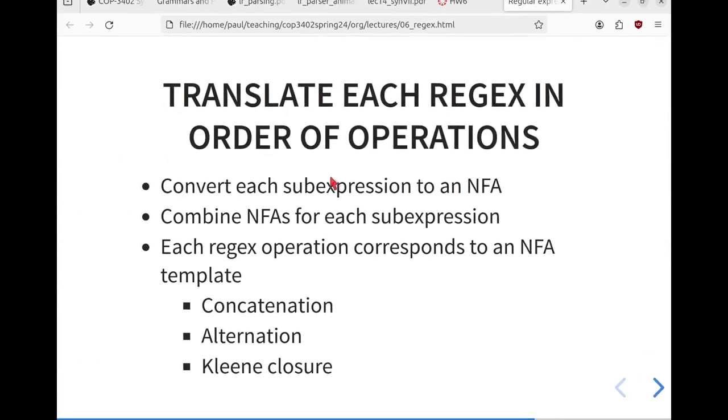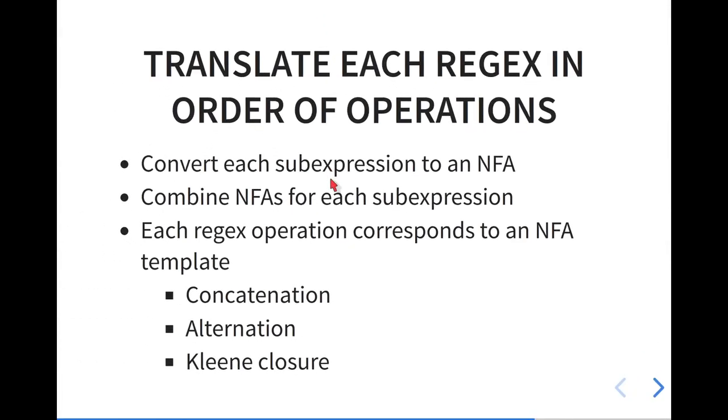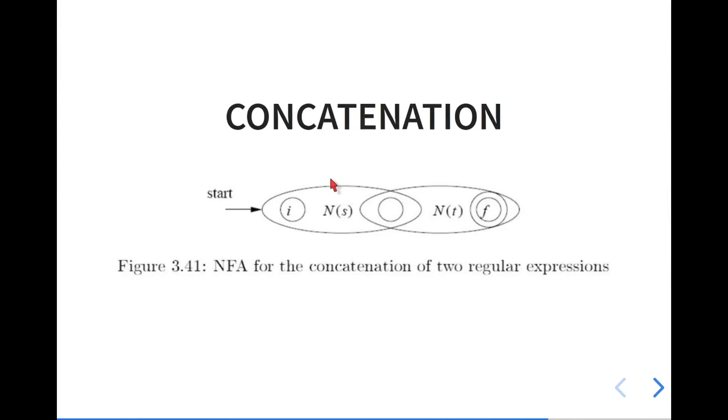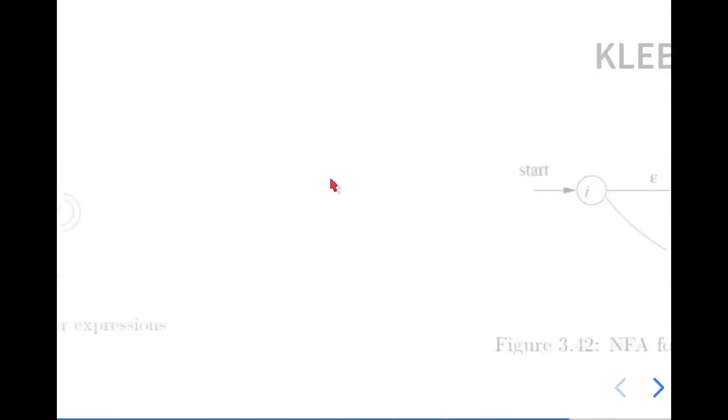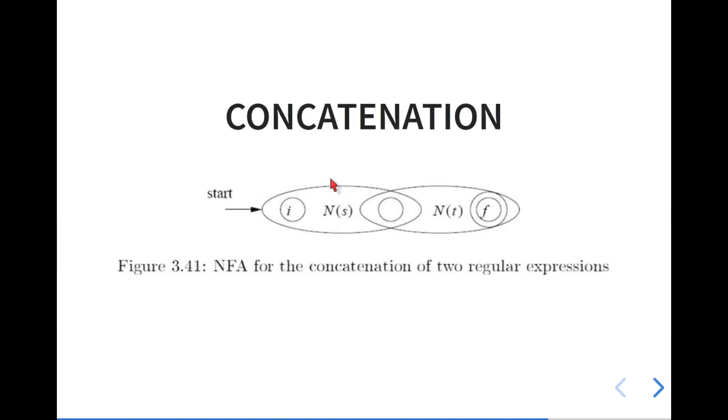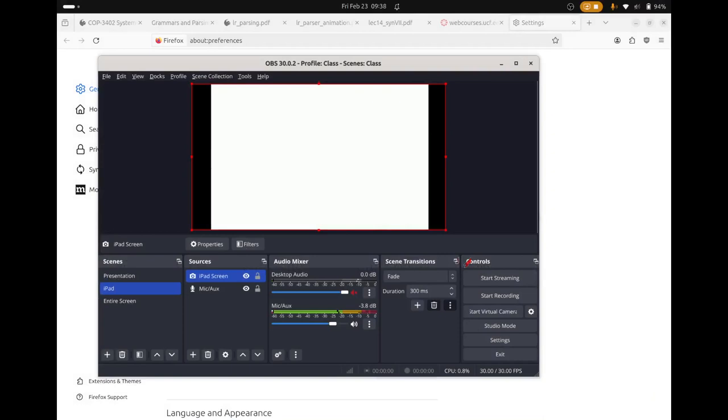All right, so the way this works is we first translate it to an NFA because we have these simple patterns that we can use to process each expression in our language: concatenation, alternation, and Kleene closure. And so we just work in the order of operations of the regular expression language.